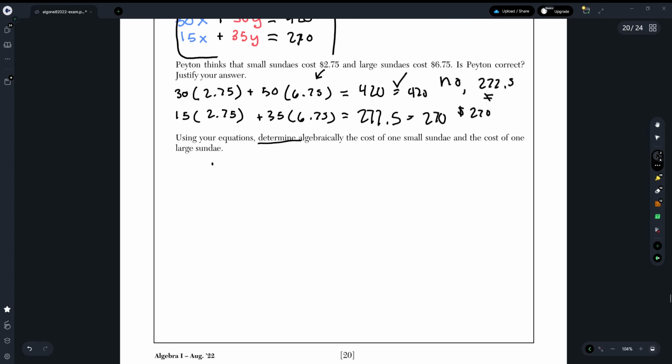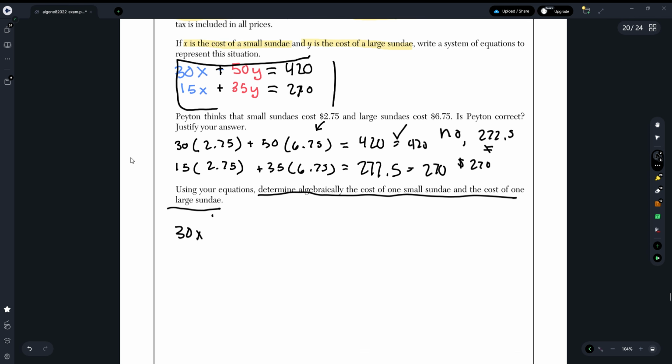Using your equations, determine algebraically the cost of one small sundae and the cost of one large sundae. So here we're going to have 30x. We're just going to rewrite our formula. 30x plus 50y is equal to $420. Here we have 15x plus 35y is equal to 270. So we're solving for x and y.